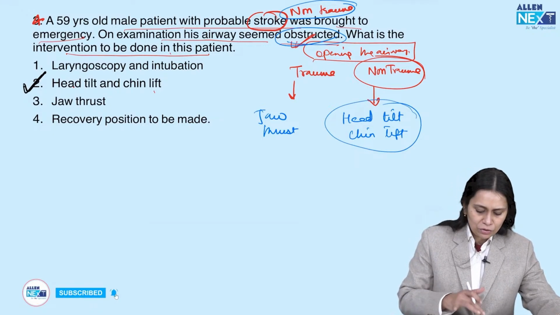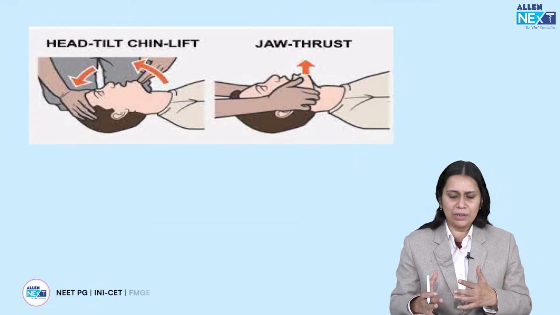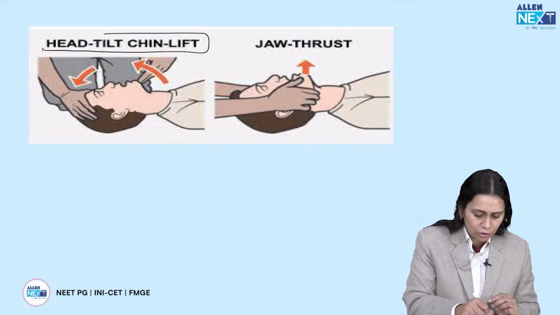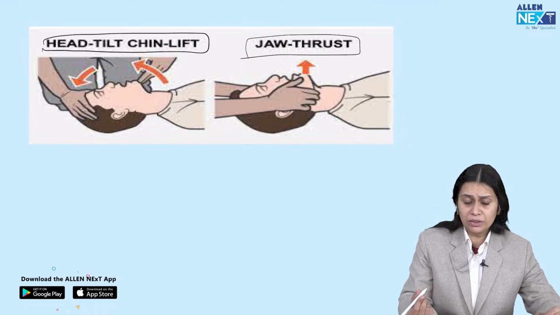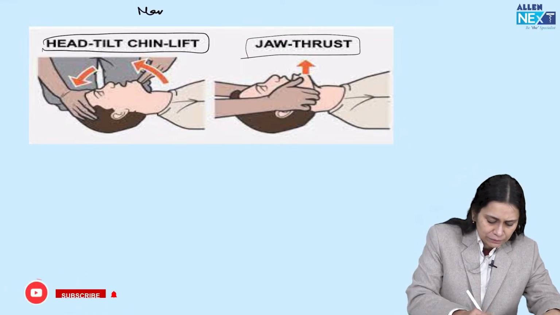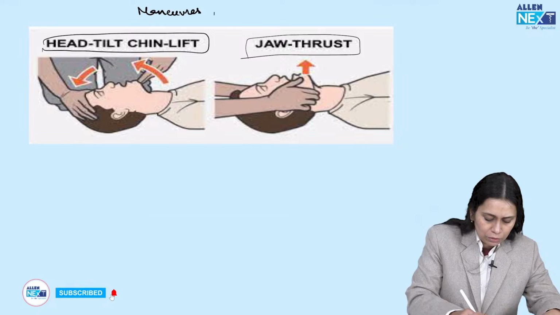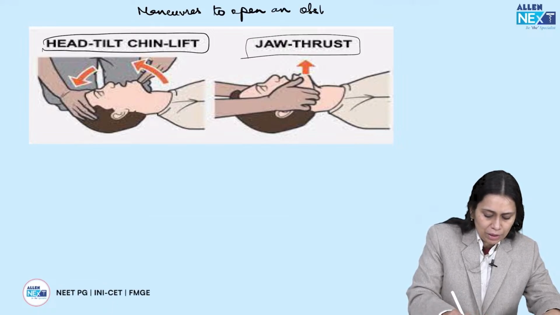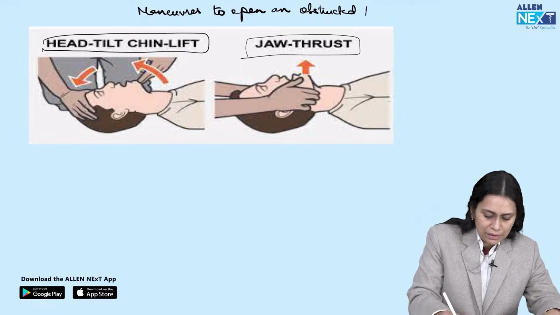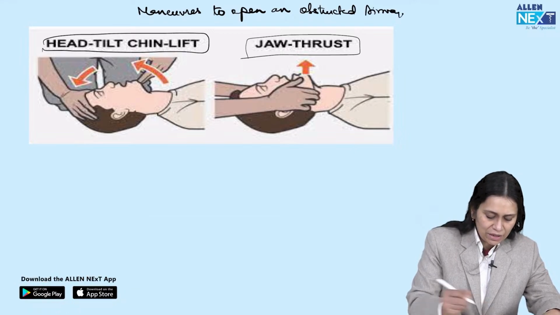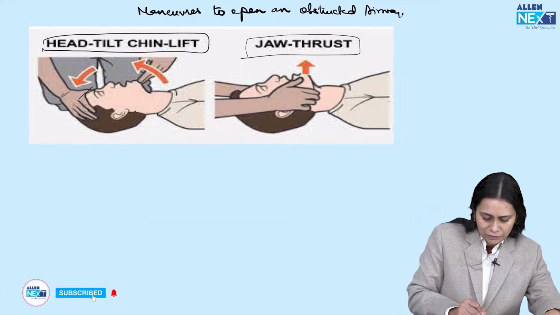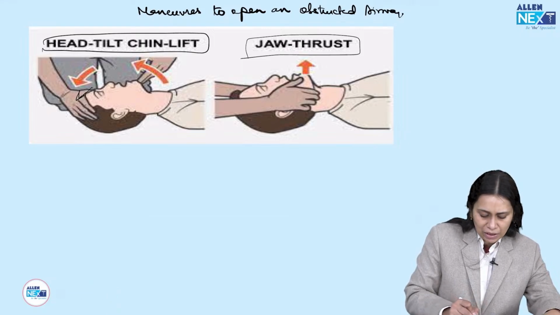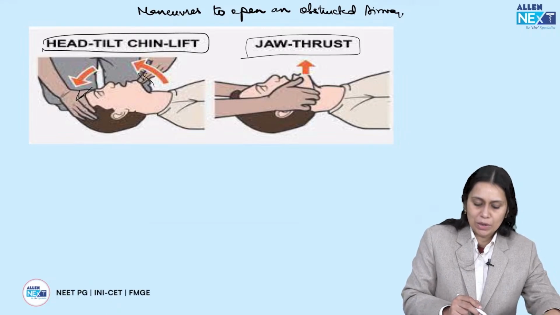Okay. Now, let's talk about head tilt, chin lift and jaw thrust. These are the two very important maneuvers to open an obstructed airway. In head tilt, chin lift, you can see with one hand we are tilting the head backward and with the other hand we are lifting the chin upward, right?